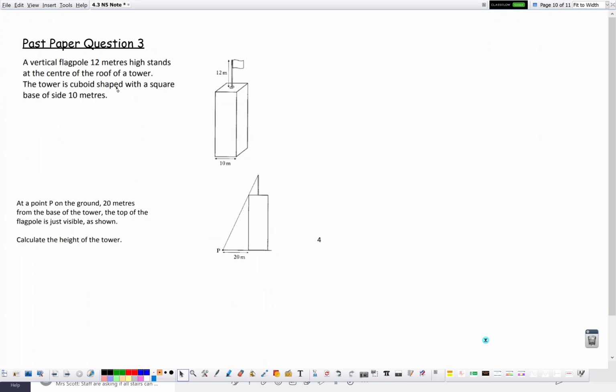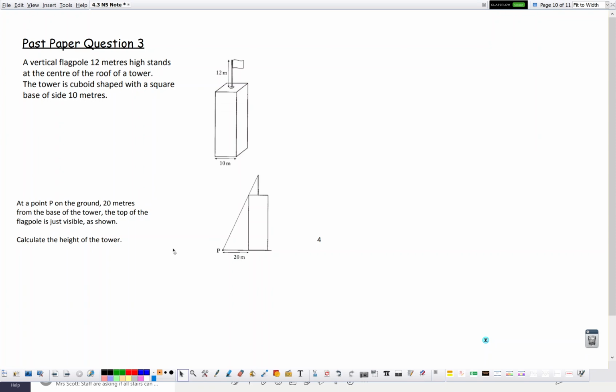The tower is a cuboid shaped with a square base. Square base, that's also important, of side 10 metres. At point P on the ground, 20 metres from the base of the tower, the top of the flagpole is just visible, as you can see. Calculate the height of the tower. This doesn't really look like it's similarity, but it is.